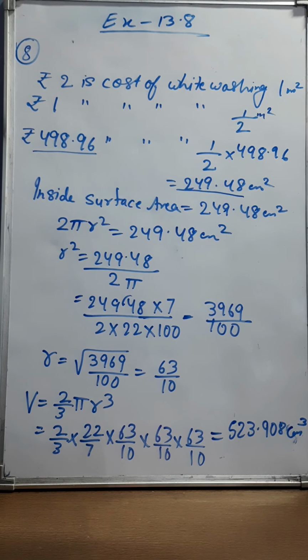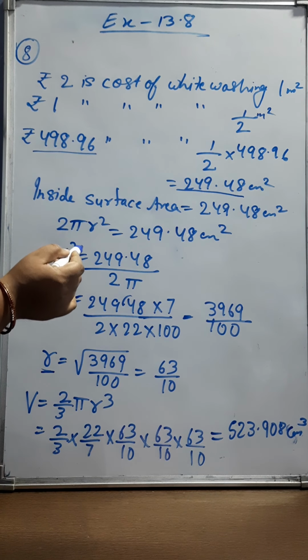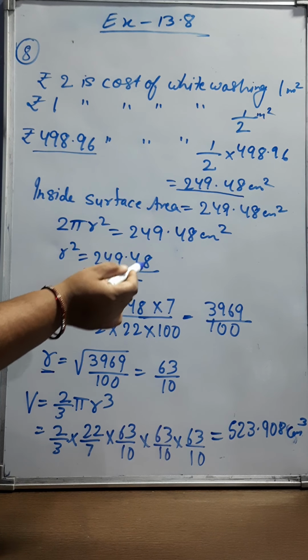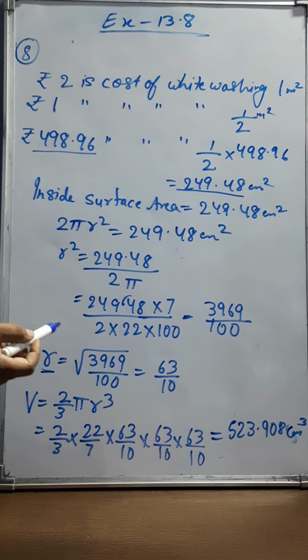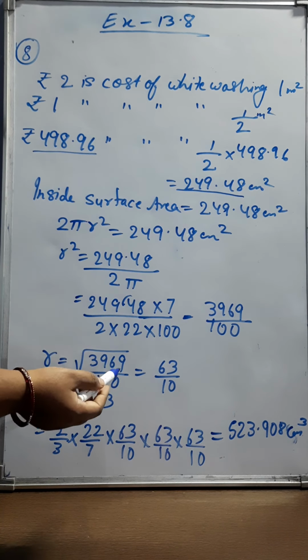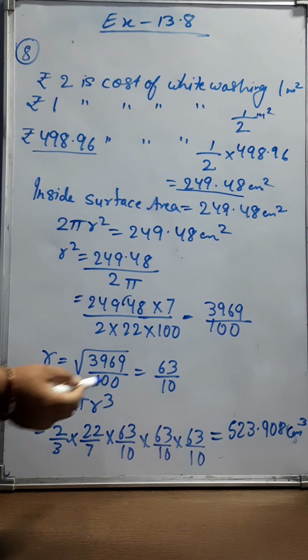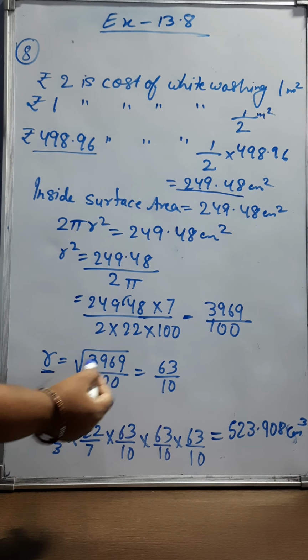Now we have to calculate its volume. Why volume? Because we have to calculate volume of air inside the dome. And we know that volume of air inside anything is the volume of that solid object itself. So for that, first we have to calculate the radius. So here I applied the formula of inside surface area, which is 2 pi r square. So r square is equal to 249.48 divided by 2 pi. When you calculate it, you will get 3969 divided by 100. By calculating its square root, we will get 63 by 10, because 3969 is a square of 63 and 100 is a square of 10.